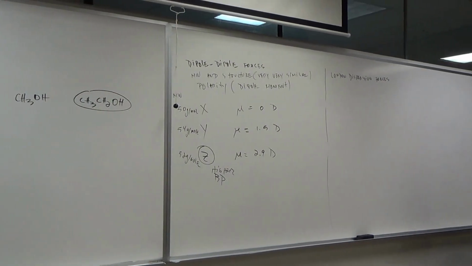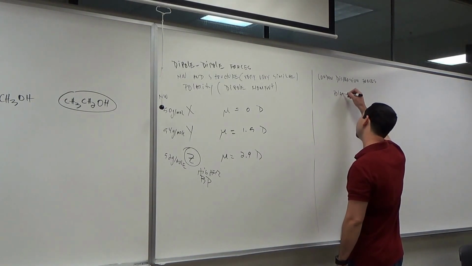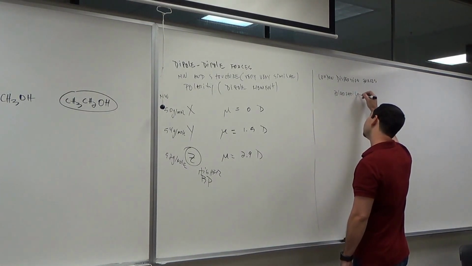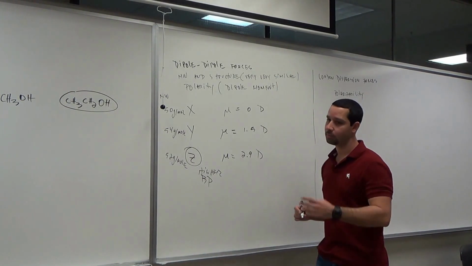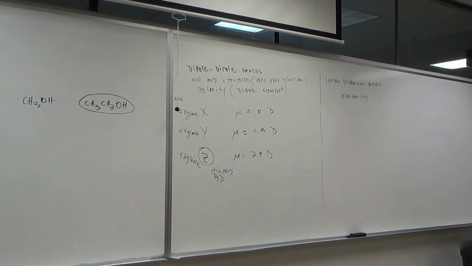And this has something to do with something called polarizability. Polarizability means how polarizable something is. Most of the time the word polarizability is used for London dispersion forces, because this here has a permanent dipole. Does a London dispersion force have a permanent dipole? No, because the molecules are, in general, nonpolar.